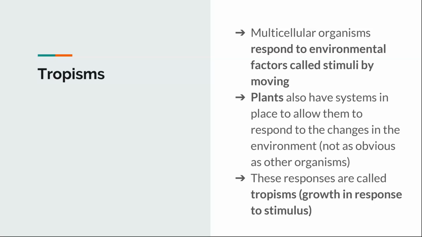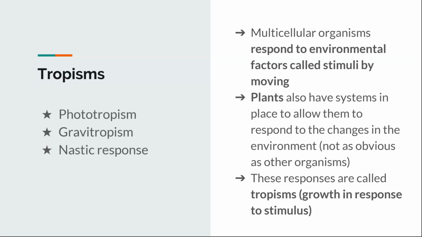In this lesson, we'll talk about tropisms. Now, we often think of plants as boring, stationary objects, but plants do move. They respond to environmental factors just like other organisms do. It just isn't as obvious. These movements, which are really plant growth in response to a stimulus, are called tropisms.